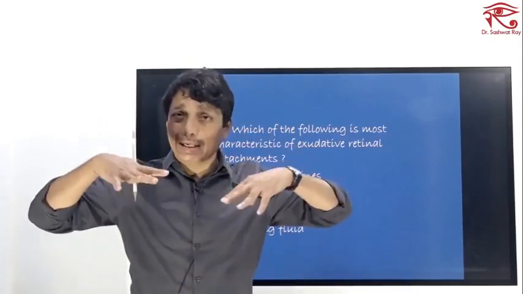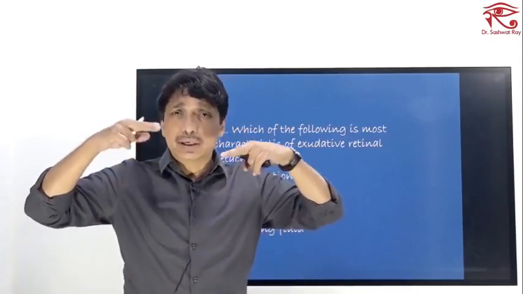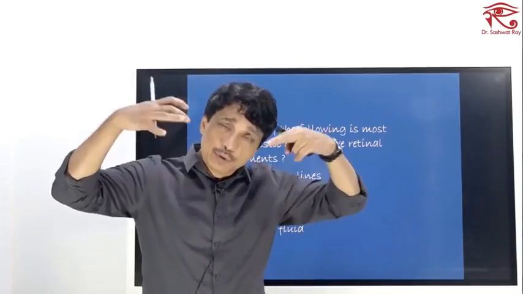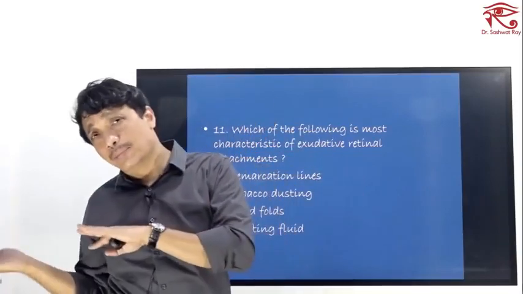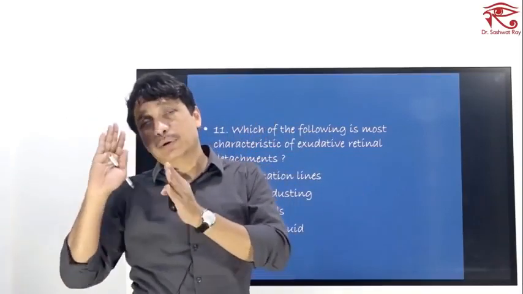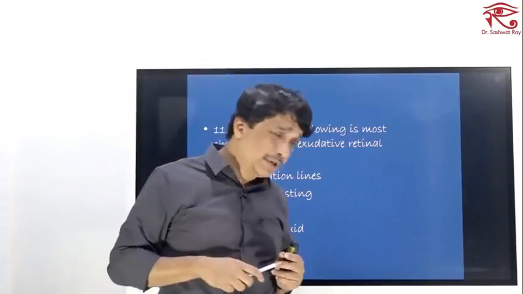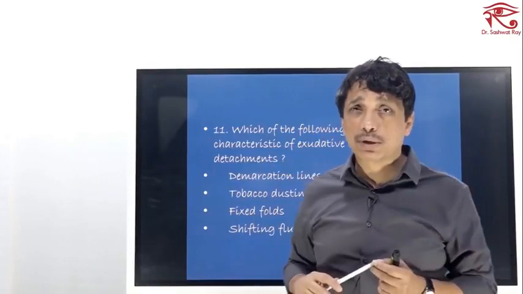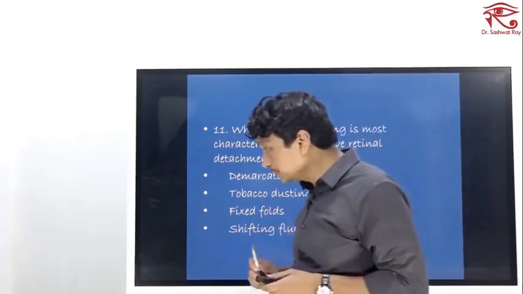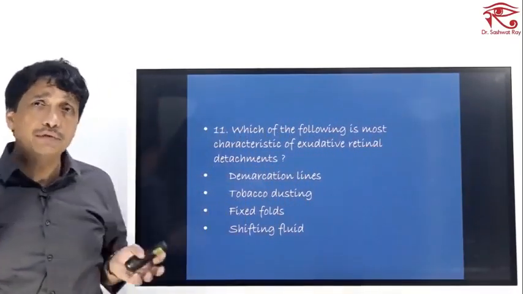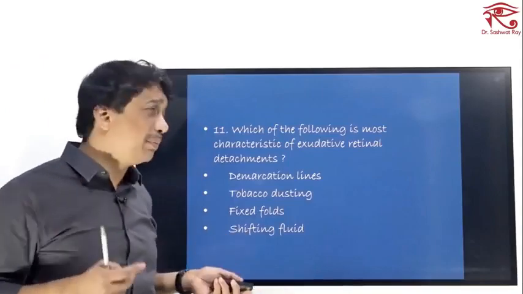So when the patient is sitting up, you will find the detachment is inferior because the fluid has shifted down. When the patient is lying down, you will see that the detachment shifts because it goes to the most dependent part, which is the macular area. So often this shifting fluid is the single most important characteristic of the exudative retinal detachment, because the fluid shifts according to the position of the patient.